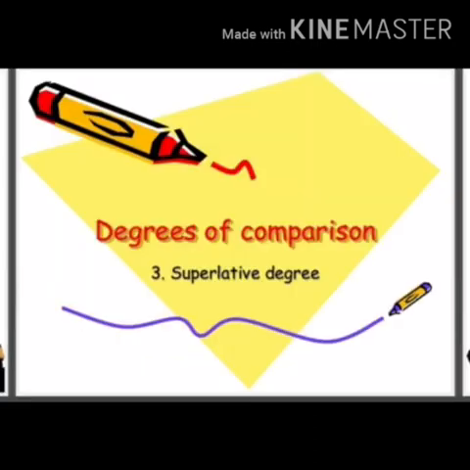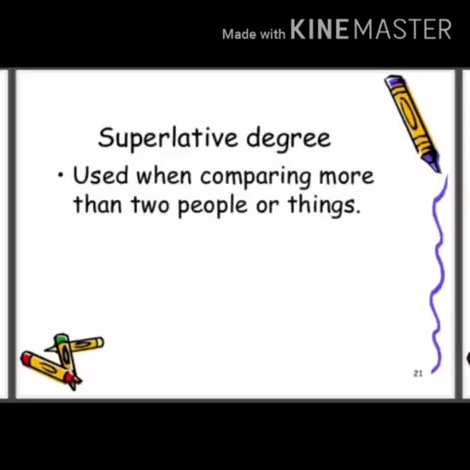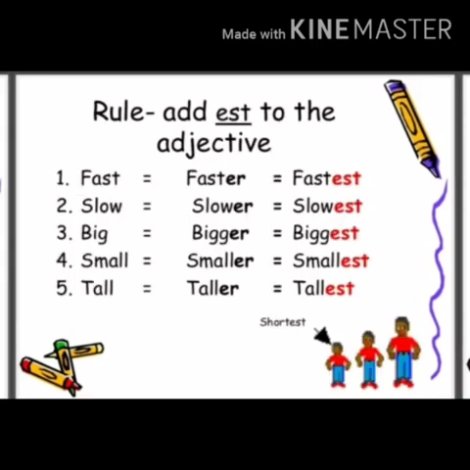Now we will move towards our next step, that is superlative degree. That is the third degree, or we can say it's an extreme level. So children, what is superlative degree? It is used when comparing more than two people or things. Now we'll see the rules of superlative degree. The rule is that we add est to the adjective.